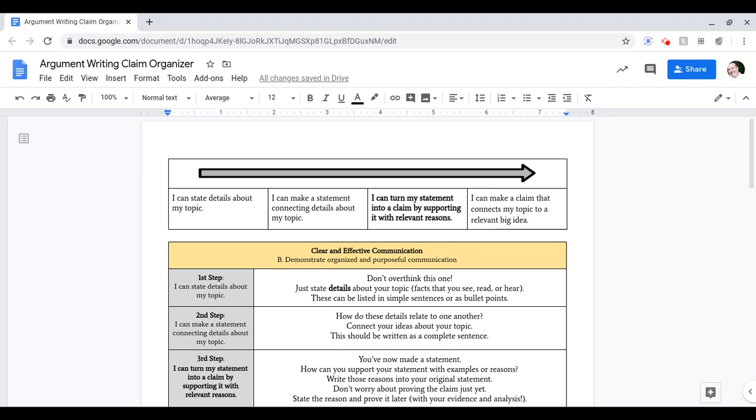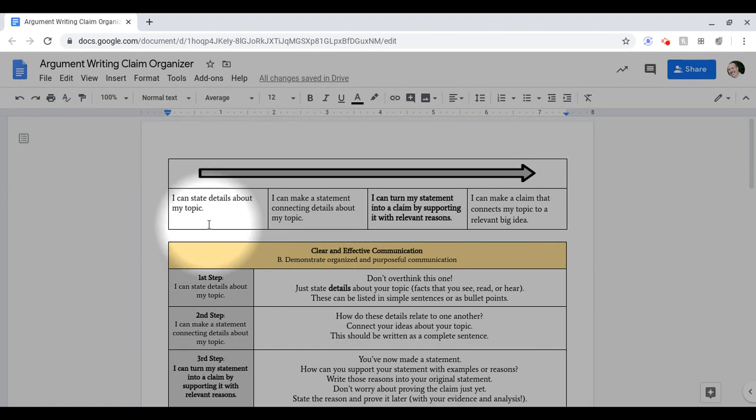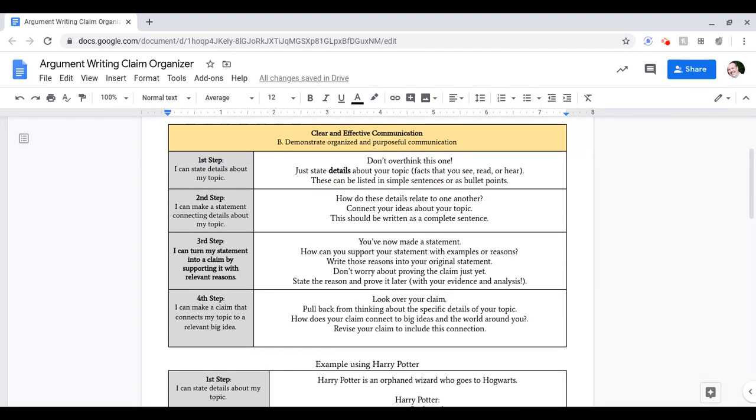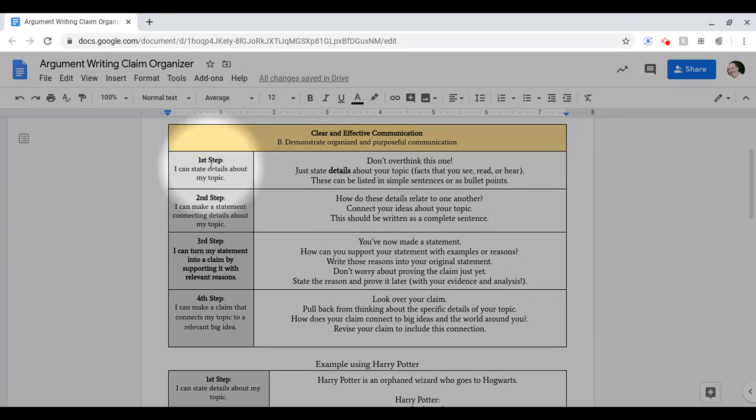The first thing you'll see on this graphic organizer is the claim itself, the learning target that we are familiar with. That goes from the beginning about stating details up to this target about turning your statement into a claim by supporting it with relevant reasons. From there, I've created a chart and used this to help you think about creating a claim step by step. And you're going to be doing this today as your work in humanities. You'll see down the left-hand side, it talks about first step, second step, third step, fourth step. And you'll notice that those steps match the same levels in the target.